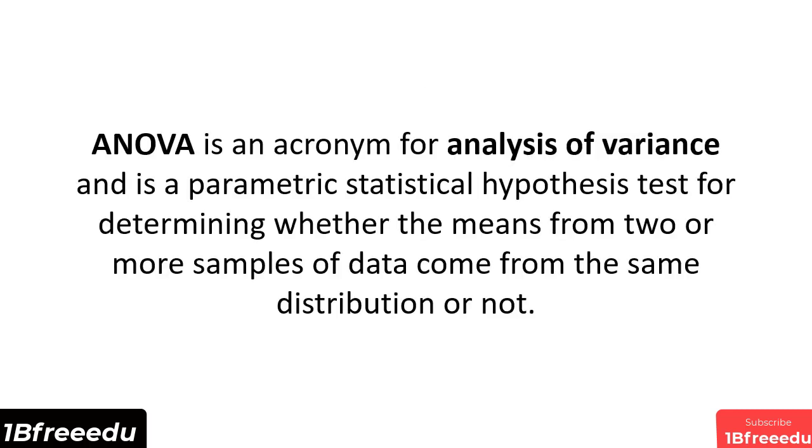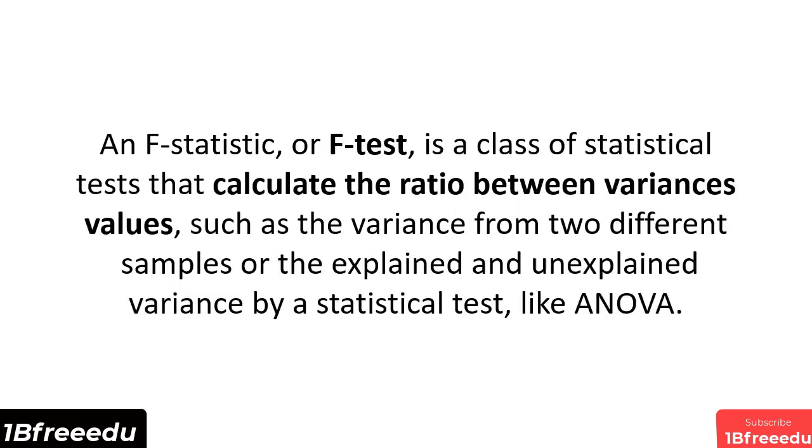ANOVA is an acronym and it stands for Analysis of Variance and is a parametric statistical hypothesis test for determining whether the means from two or more samples of data, often three or more, come from the same distribution or not. An F statistic or an F test is a class of statistical tests that calculate the ratio between variance values, such as the variance from two different samples or the explained or unexplained variance by the statistical test, like an ANOVA. The ANOVA method is a type of F-statistic, referred to here as the ANOVA F-test.